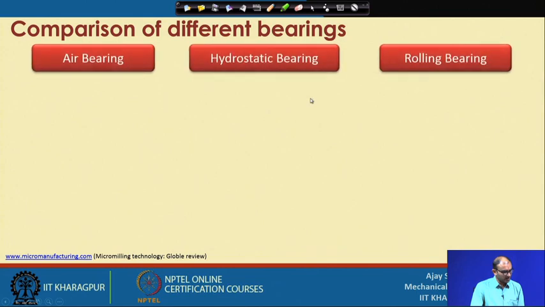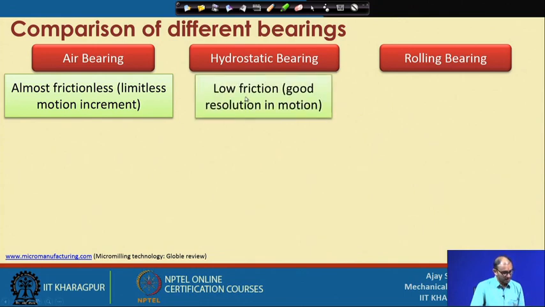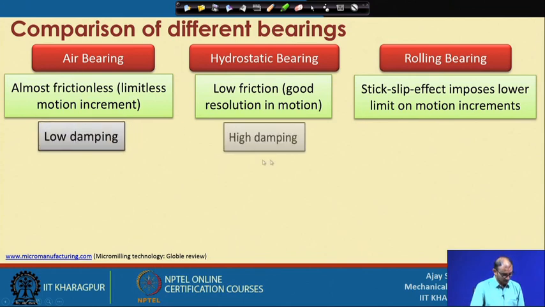Now, let us see what the comparison is between all three. Air bearing is there, hydrostatic bearing we have seen, and we have also seen the roller bearing. So, here we have seen that it is almost frictionless and limitless motion increments are possible, because whatever the finest increment is possible by the encoder, you can give that motion. Here it is a low friction, because still we are using liquid, and the liquid viscosity plays an important role here. And here it is stick slip, because here it is a mechanical contact between the two surfaces, and that is creating a problem in getting frictionless surfaces. Damping related, here it is a low damping, here it is a high damping.